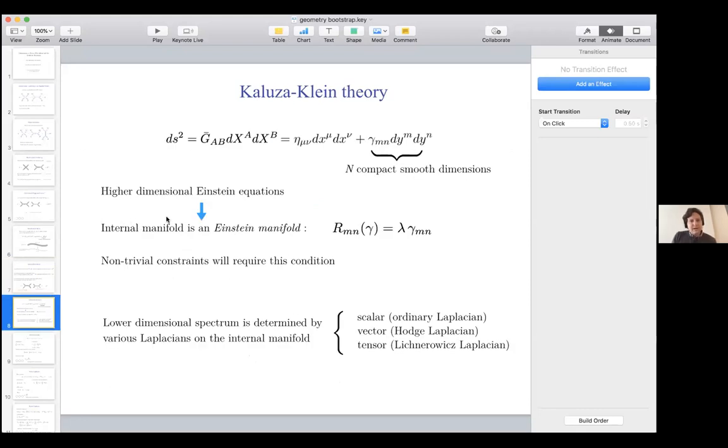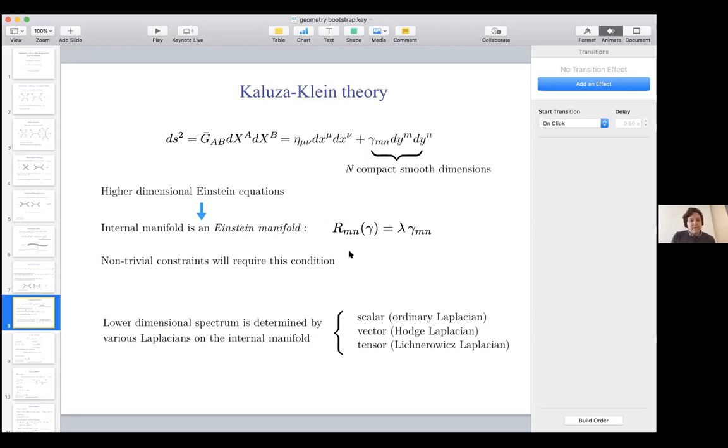Okay, so let's look in more detail at the Kaluza-Klein reduction. We're starting with the higher dimensional Einstein's equations, which tell us that the internal manifold has to be an Einstein manifold. So the equations of motion enforce that on the background. And this is going to give us all the non-trivial juice that allows us to say things about eigenvalue spectra and so on. We wouldn't be able to do anything if we didn't have this Einstein condition.